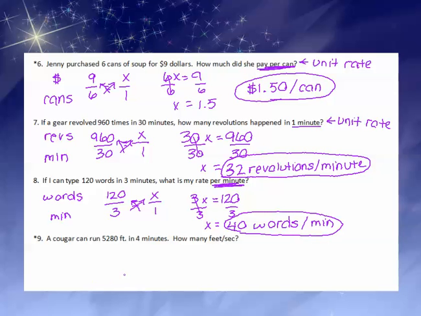Alright, and let's talk about number 9 really quick, because number 9 can be kind of tricky. So if we read this one, it says a cougar can run 5,280 feet in 4 minutes. So we have to pay attention to units, because in this it says how many feet per second. So that's per right there is telling you unit rate, but it's asking in seconds. So it's asking how many seconds are in a minute.